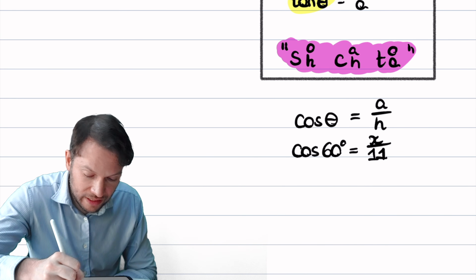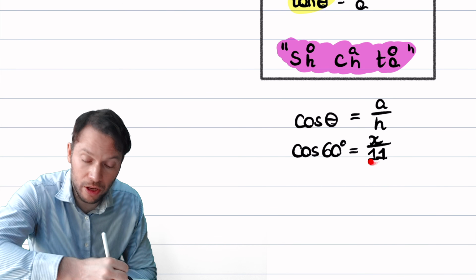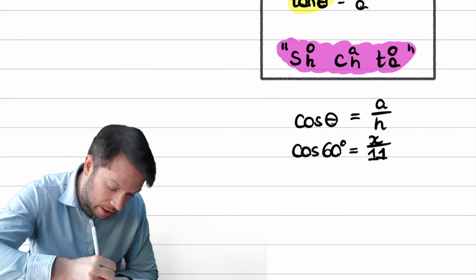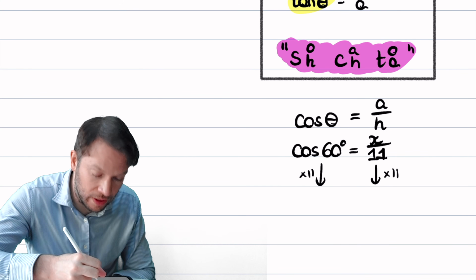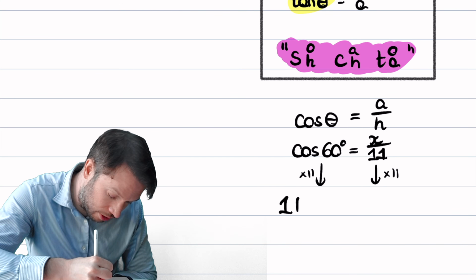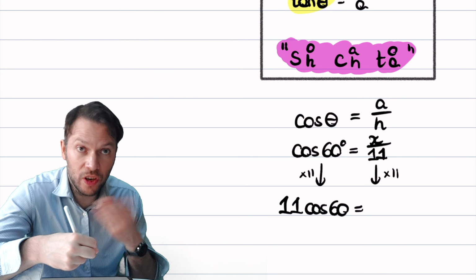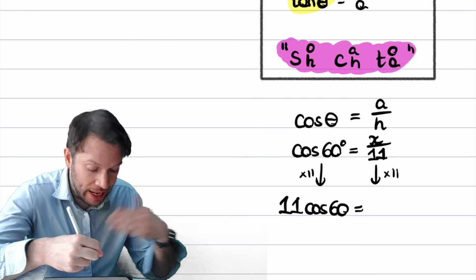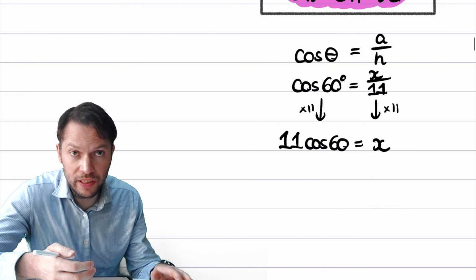And we want to get x on its own. Now, x has been divided by 11. We want to get rid of that over 11, so we multiply both sides by 11. When we do that, cos 60 times 11 is just 11 lots of cos 60. And then x over 11 times 11, the times 11 cancels out the over 11, so you just get x. And now you can just put 11 cos 60 on your calculator.